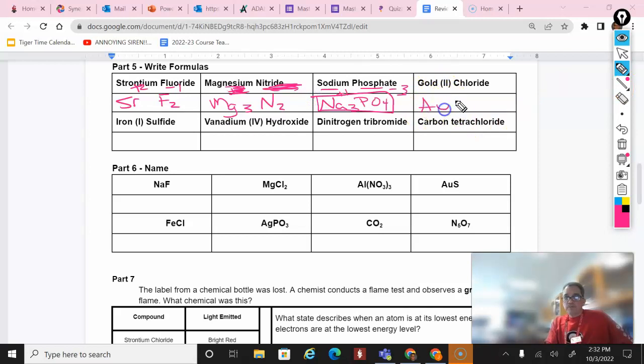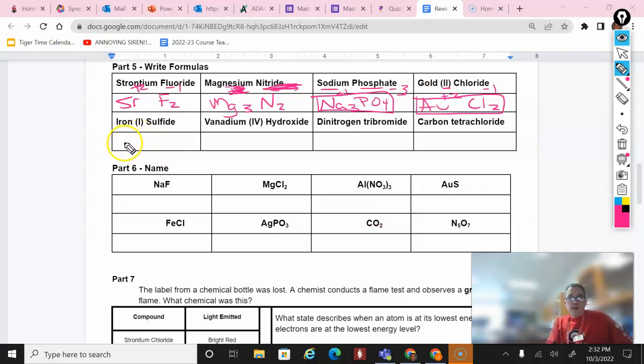Gold, 2, that tells me the charge. Chlorine, -1 on a periodic table. Switch them up. The 2 ends up over here with the chlorine. The 1 ends up with the gold, which we don't write. And we are done with that one.